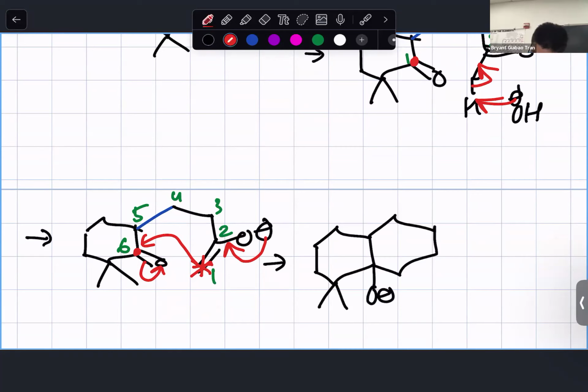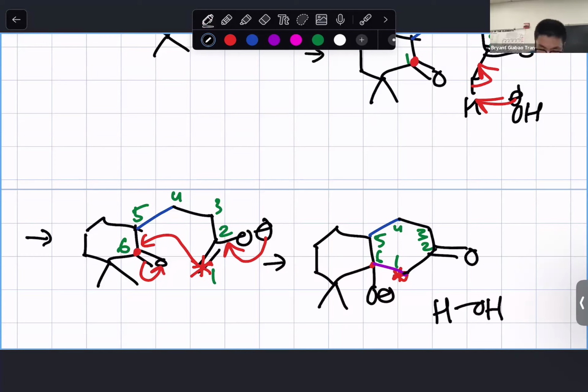Right, where this is 1, 2, 3, 4, 5, 6. And let me color code the new bonds that were formed. This was, let's say, blue, and let's say this is purple. Okay, where carbon 2 is our carbonyl that got reformed. And there's a new bond between 1 and 6, or the star and dot atom now, which is the purple bond. Now, for the last step of aldol condensation, protonate the O- to create the OH.